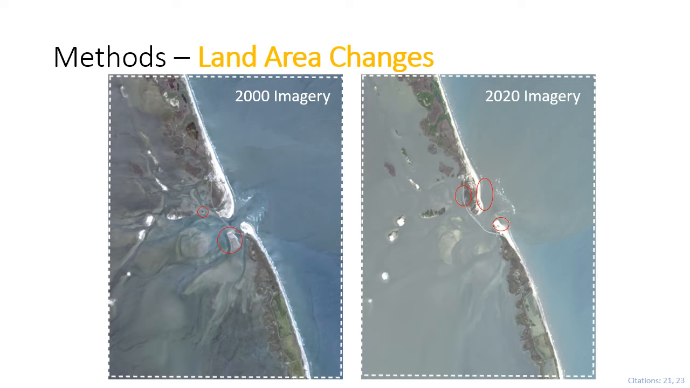I think the most striking way to see land loss was just by glancing at the data. There's definitely less land in the inlet in the 2020 image than there was in the 2000 image. It was a matter of quantifying that loss with a combination of methods.